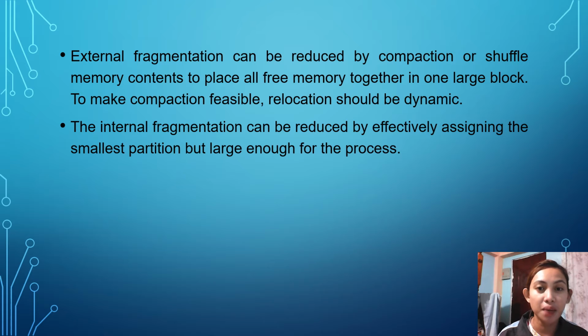External fragmentation can be reduced by compaction, or shuffling memory contents to place all free memory together in one large block. To make compaction feasible, relocation should be dynamic. Internal fragmentation can be reduced by effectively assigning the smallest partition that is still large enough for the process.